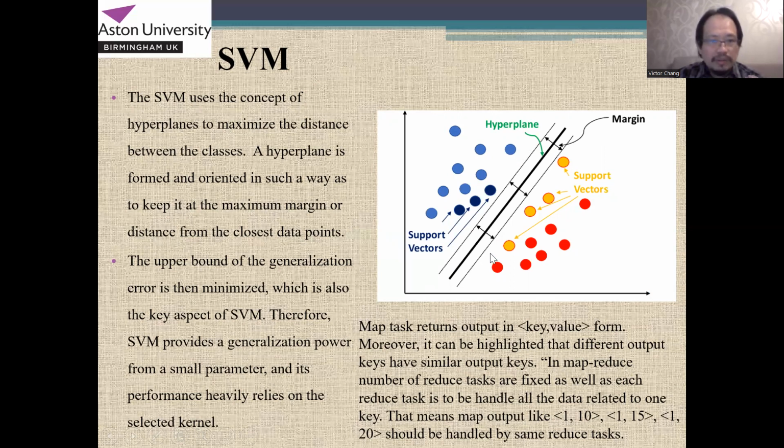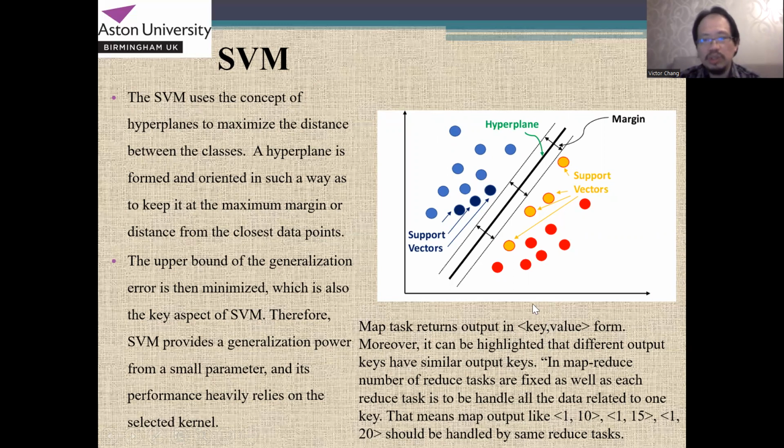So then it finds the closest data point. In this case, it is here. Then the upper bound of the generalization error is minimized, which is also the key aspect of SVM. Therefore, SVM provides generalization power from a smaller number of parameters, and its performance heavily relies on the selected kernel. So the selected kernel will then perform this, and it will search for the one that is nearer, and then group them together. But we also try to work with the MapReduce algorithm.